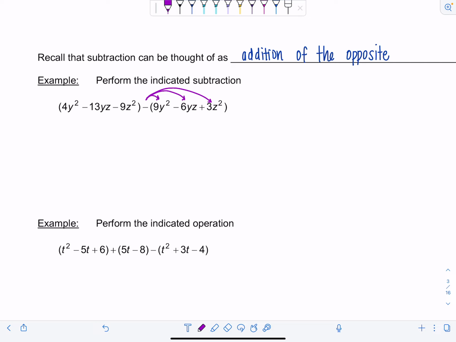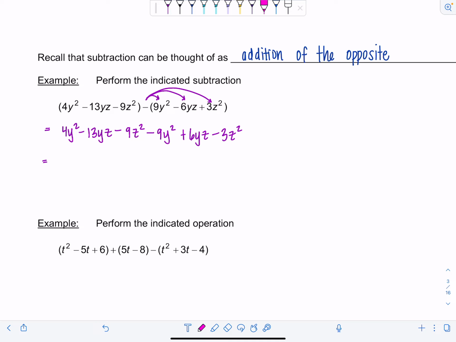Now the first one, there's no negative in the front, so we can just drop the parentheses and move on with our lives. So rewrite the first one exactly as is, and then now I'm going to distribute the negative. So now we have negative 9y squared plus 6yz minus 3z squared. Okay, and then now it's like we're back at one of those problems that we looked at earlier. Just find the like terms and combine them.